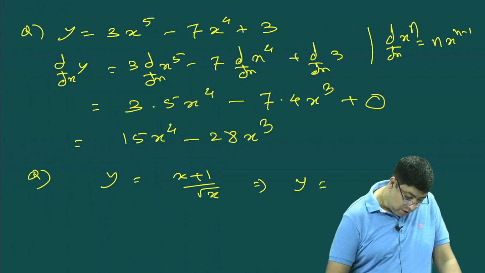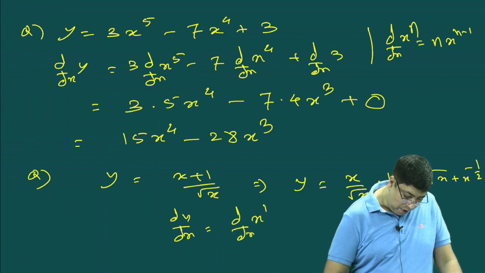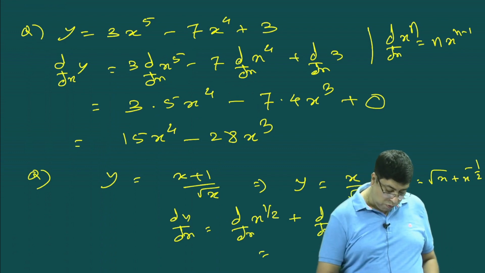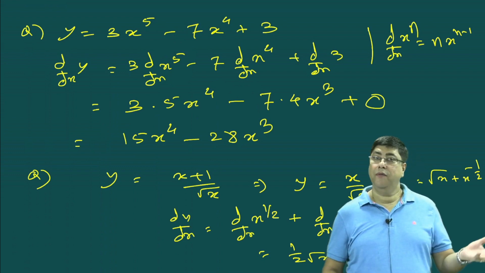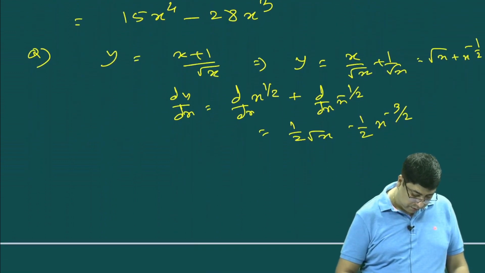So y equal to x by root x plus 1 by root x. So y equal to root x plus x to the power minus half. If we differentiate d dx, d dx of x to the power half plus d dx of x to the power minus half. Using the formula for x to the power n, n x to the power n minus 1, you can write this as half x to the power minus half minus half x to the power minus 3 by 2. Now you calculate on your own. As you think better, you can calculate. Okay, ready? Next, one more sum.